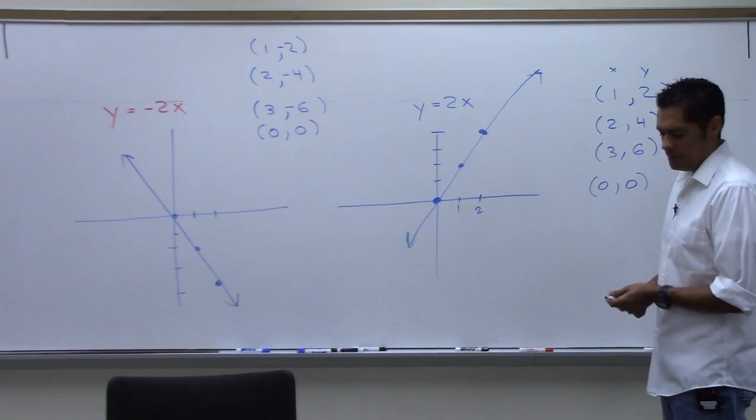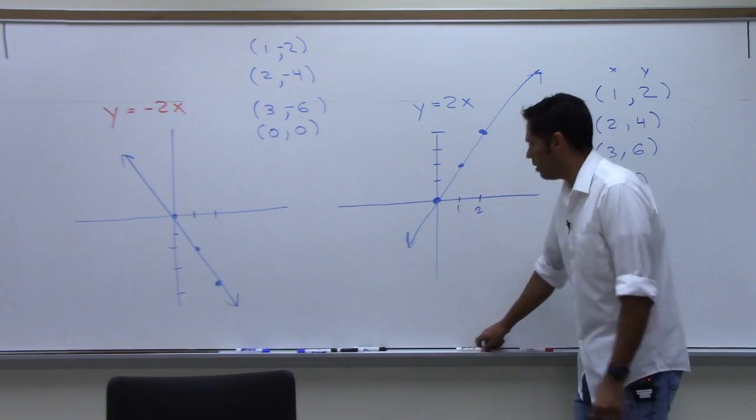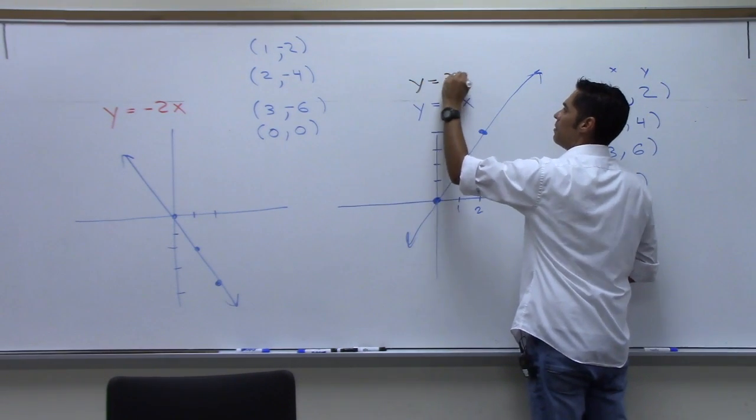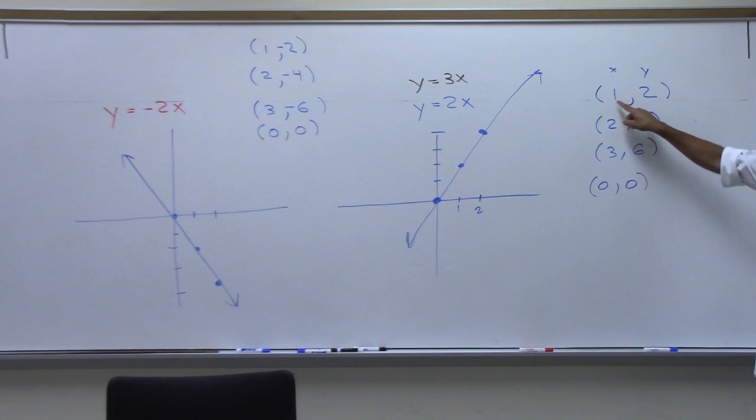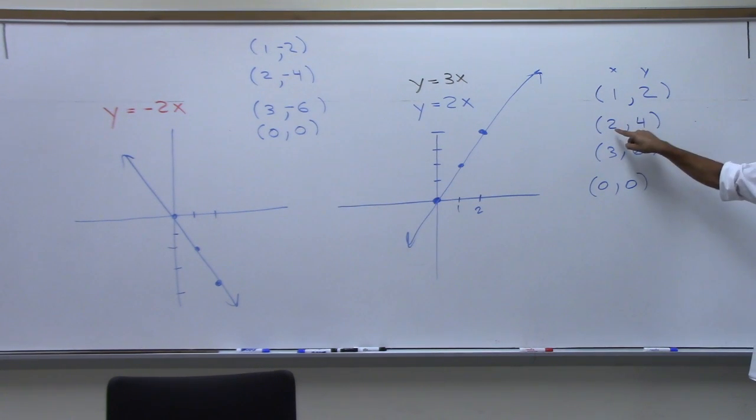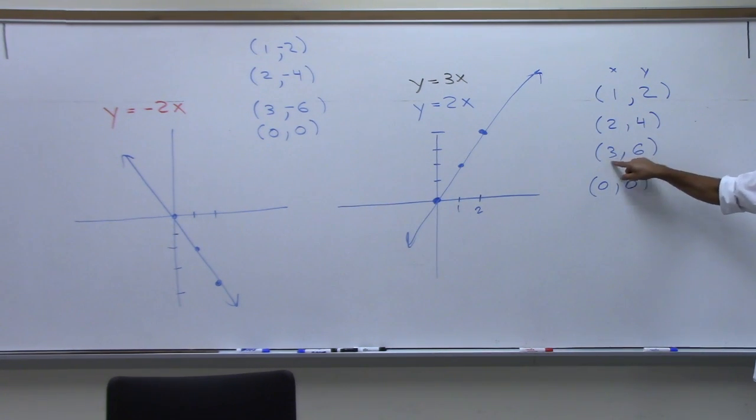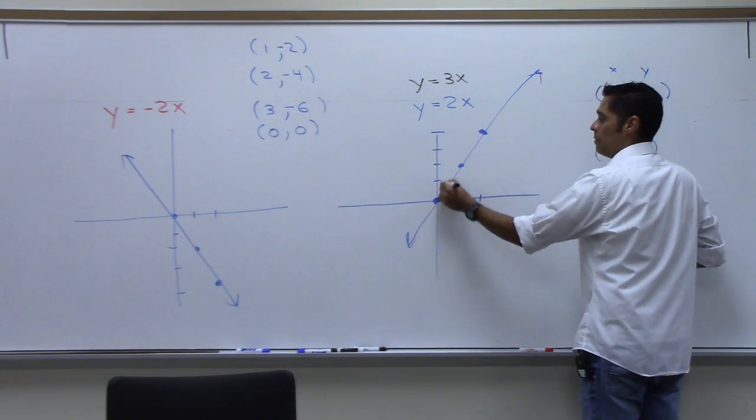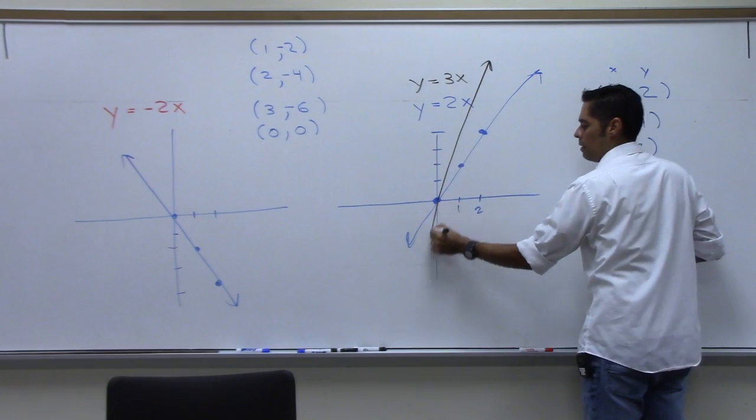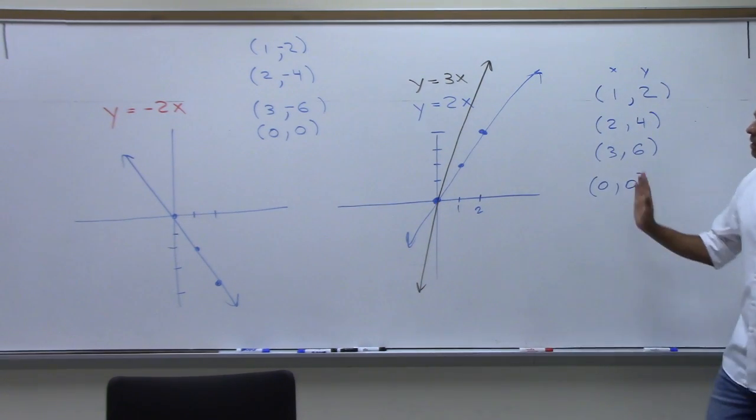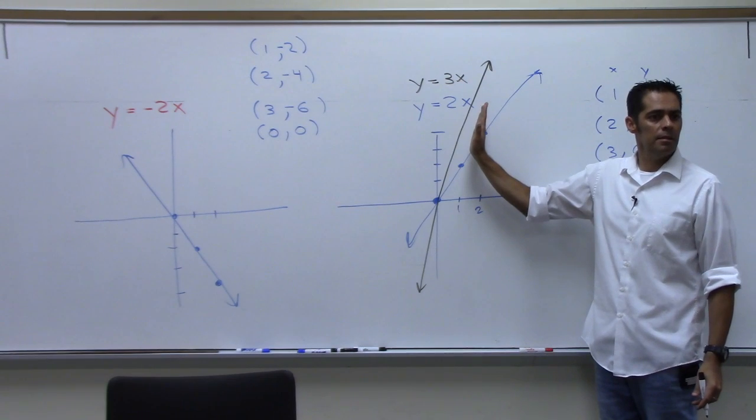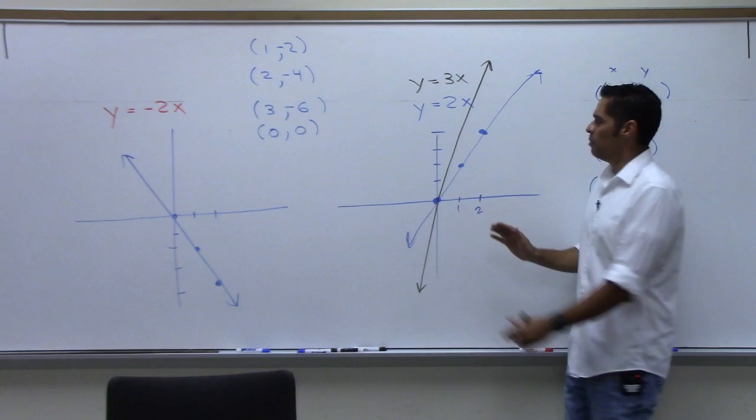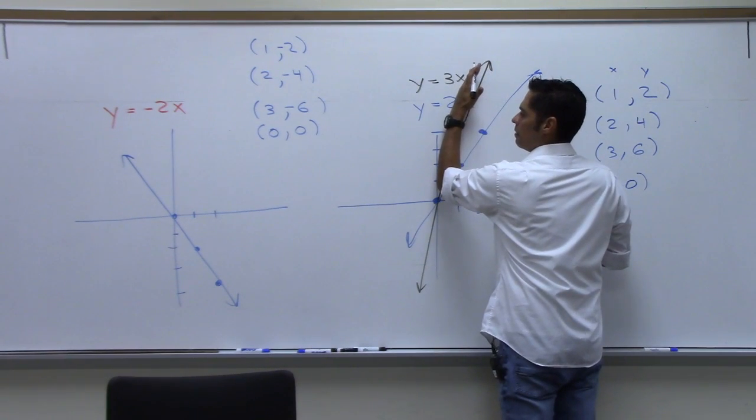What would happen if, and I don't want to go into a lot of detail on this one, but what if I change this to y equals 3x? Then this would be 1, 3, 2, 6, 3, 9. And if I started to draw that one, it would actually look like this. It would be a little steeper than this one would be. And what if I put 10x? It would be even steeper and steeper.